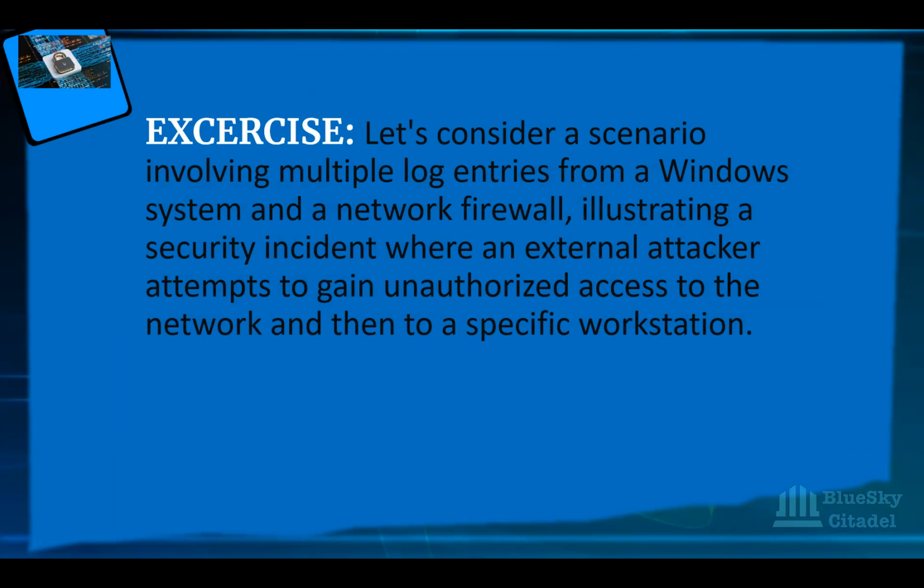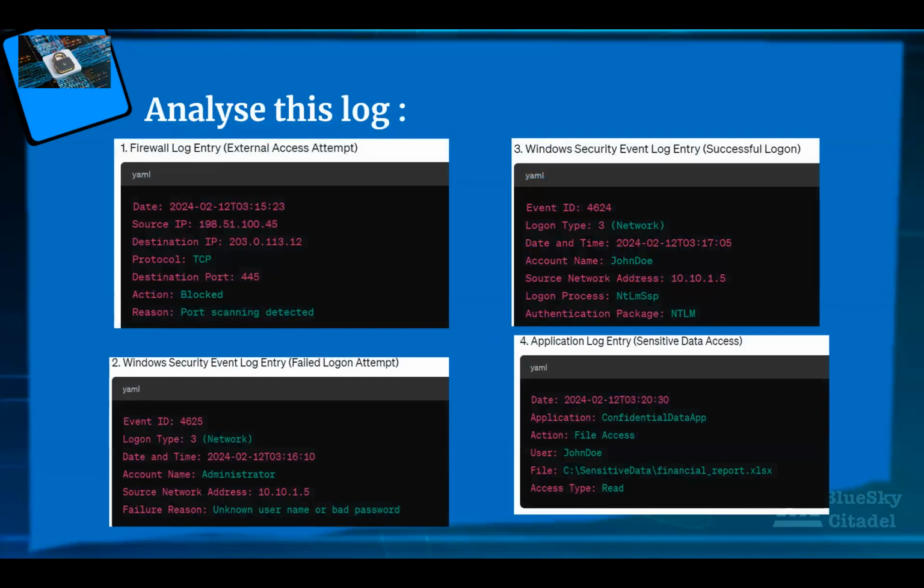There has been multiple log entries. So those four are the log entries from a Windows system and a network firewall. And from what we can see, there's a security incident where an external attacker has attempted to gain unauthorized access. So this attacker has actually gained unauthorized access to the network, and then to a specific workstation. Does this description explain what we are seeing here? Exactly. You gain access into the system and then the workstation. Yeah.